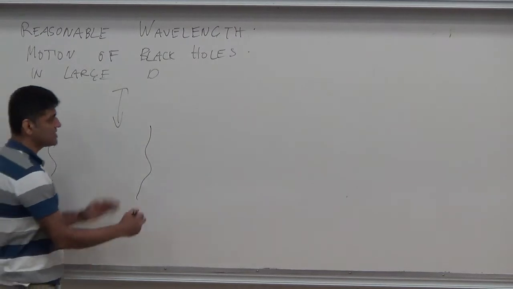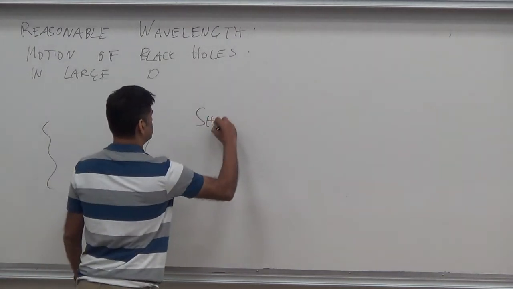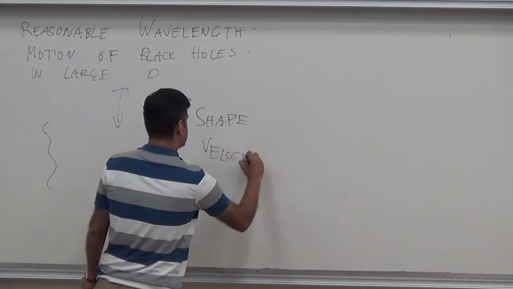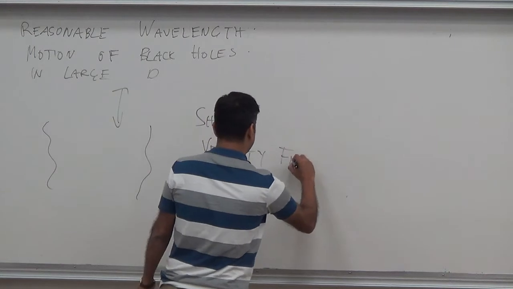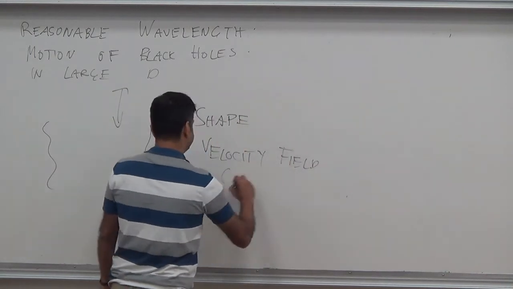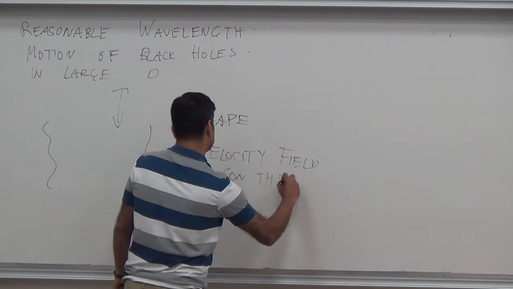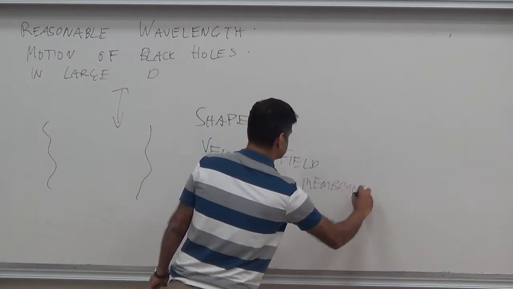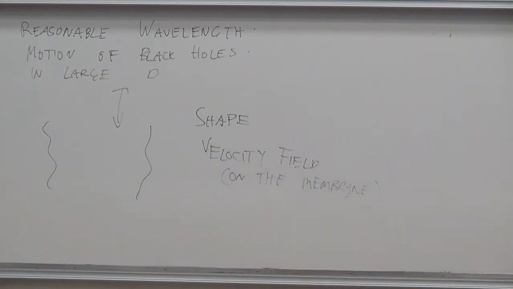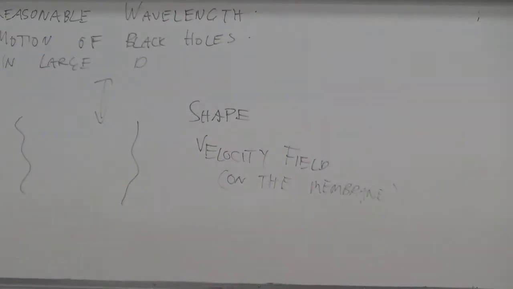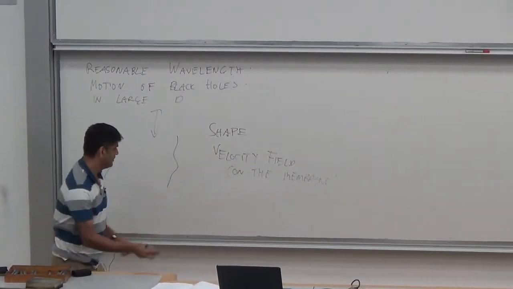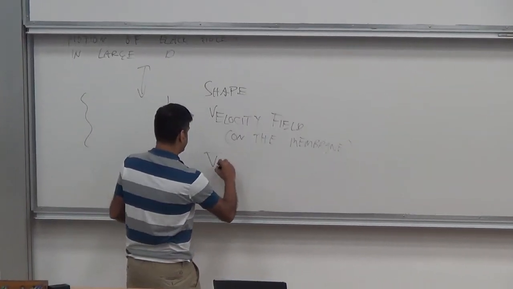The degrees of freedom of this membrane are its shape and a velocity field on the membrane. Okay? And we had some equations, membrane equations of motion that I'm not going to rewrite. One of the equations was del dot u is equal to 0. This was a leading order equation.